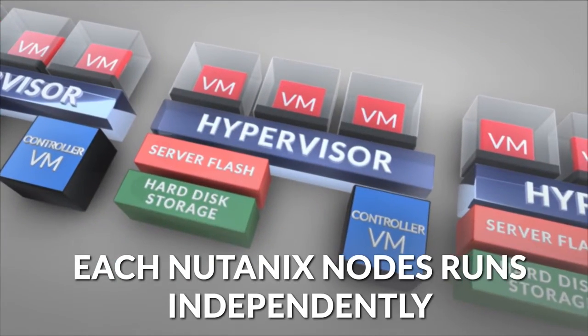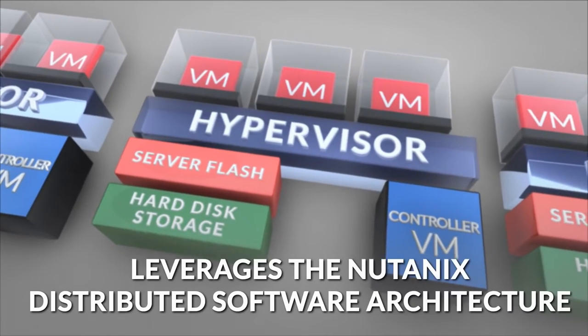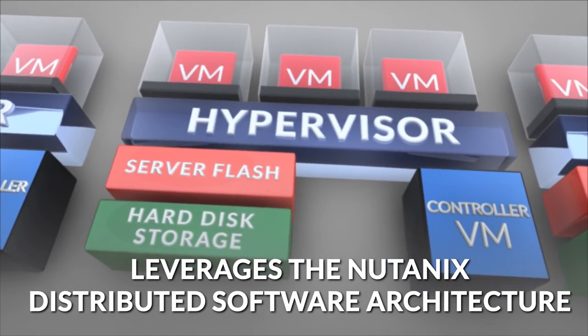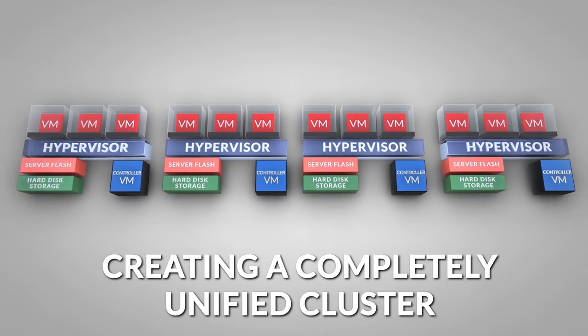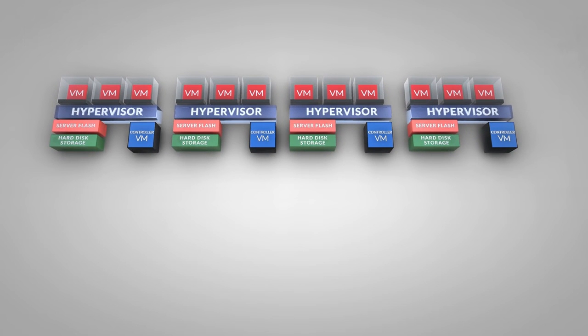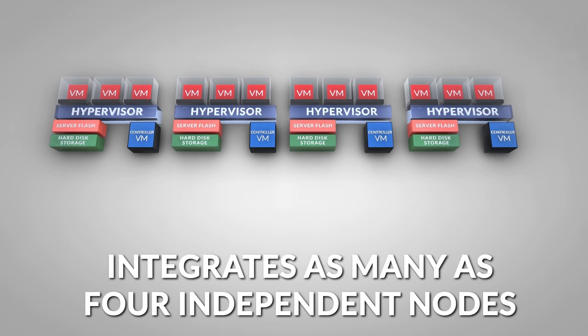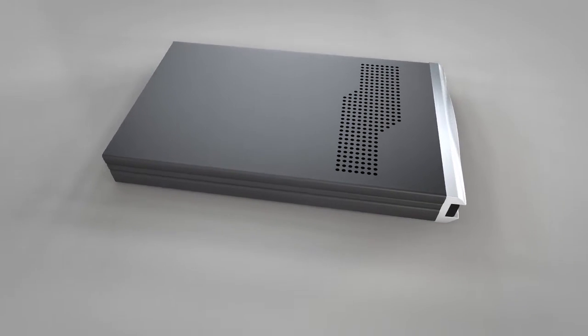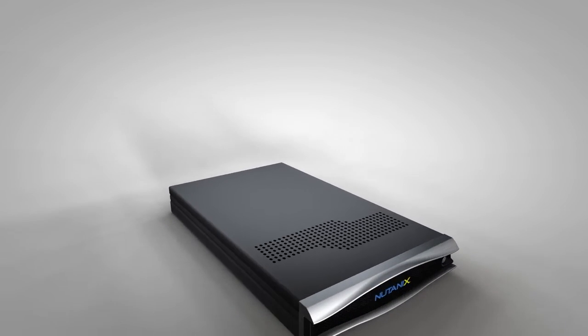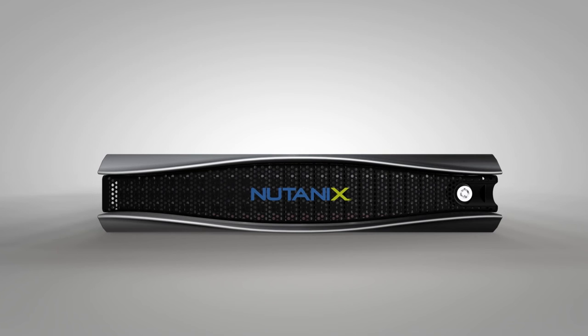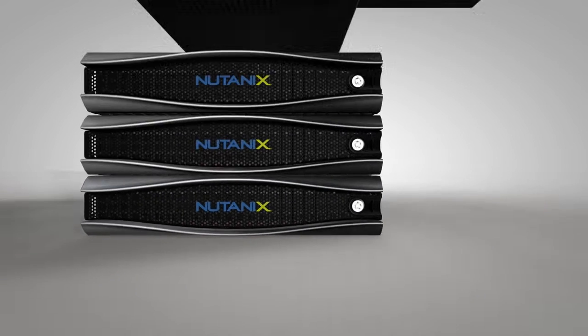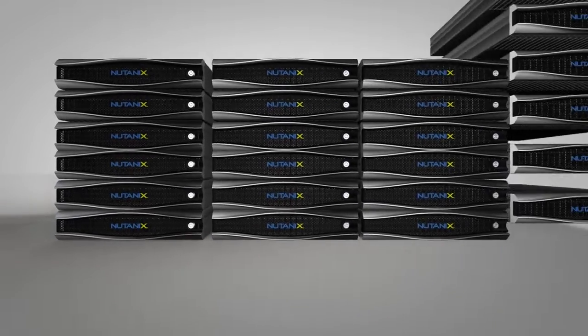Each Nutanix node runs independently and leverages the Nutanix distributed software architecture to create a completely unified cluster. The Nutanix virtual computing platform integrates as many as 4 independent nodes into a space-efficient 2U appliance. For more overall cluster capacity, nodes can be added seamlessly one at a time with zero downtime. With Nutanix, you can start small and easily expand to achieve truly massive scale.